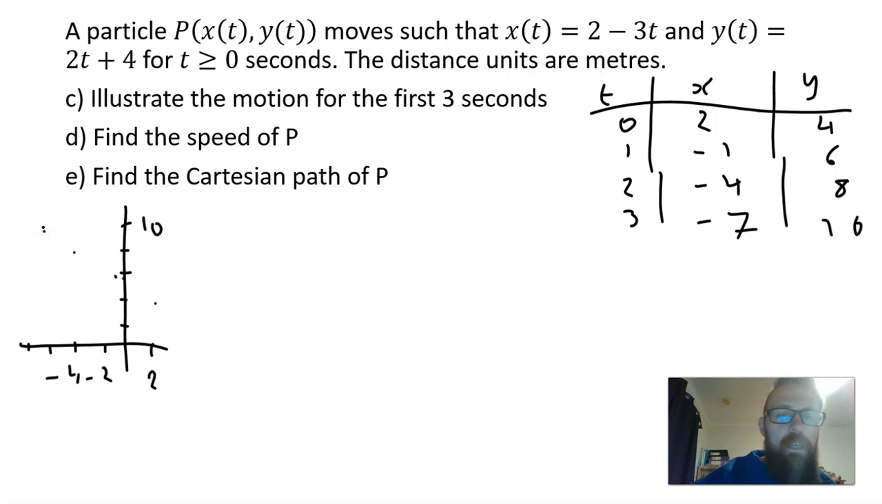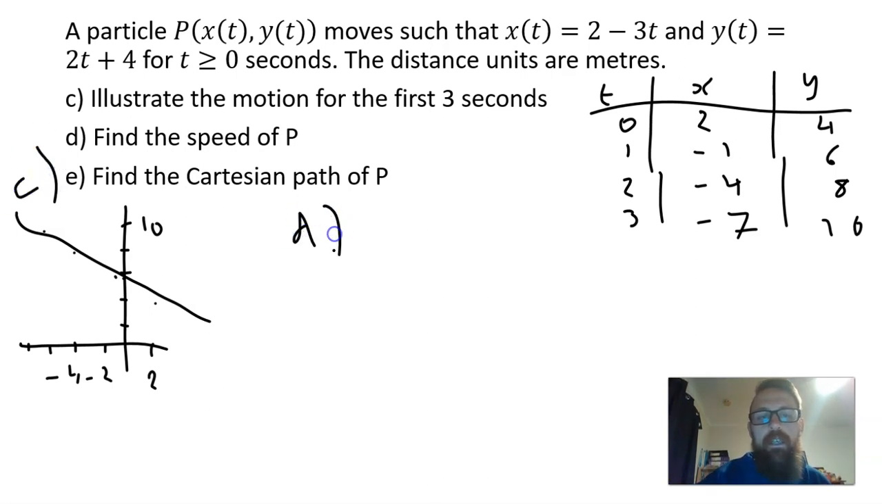All right, so what you see is we get a straight line there. And that's why this topic was called uniformly varying motion, because it creates linear or straight line graphs. All right, so that's the graph, and that's part C done. Now let's have a look at part D. So part D, we want to find the speed.